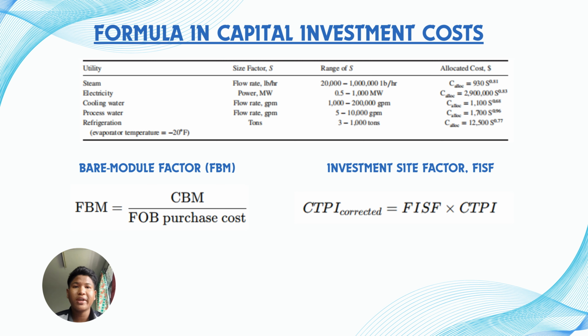This table shows the allocated capital cost for the utility plant based on the size. It covers the steam, electricity, cooling water, process water, and the refrigeration. Each utility has a formula where the cost allocation is equal to a constant times the size factor S to a power, used to estimate the cost. Next, we have the bare module factor, which is calculated by dividing the bare module cost by the equipment FOB purchase cost. Lastly, to estimate the total investment at a specific site, we multiply the total permanent investment by the investment site factor to get the corrected total permanent investment.